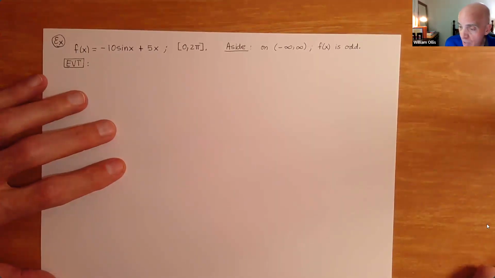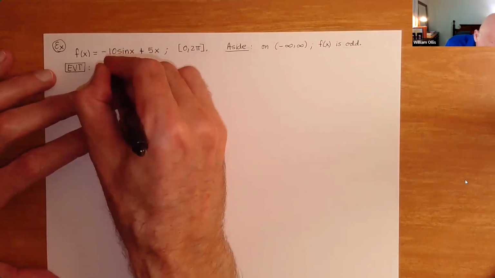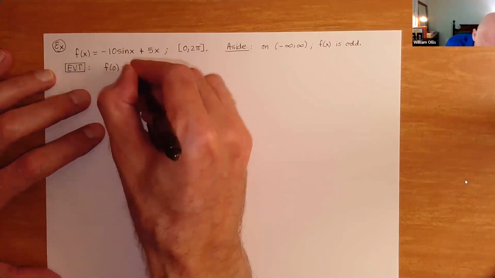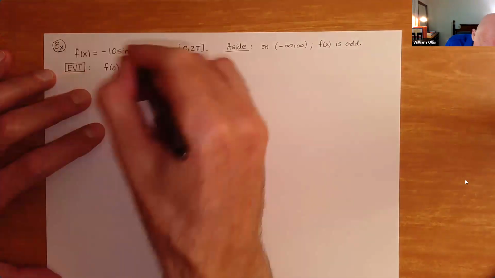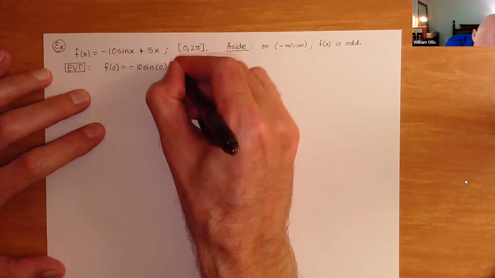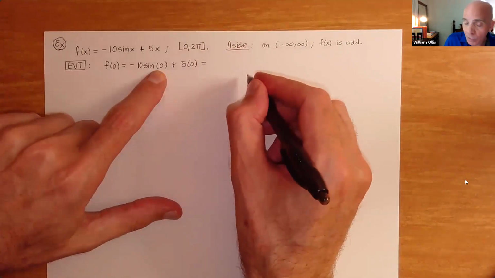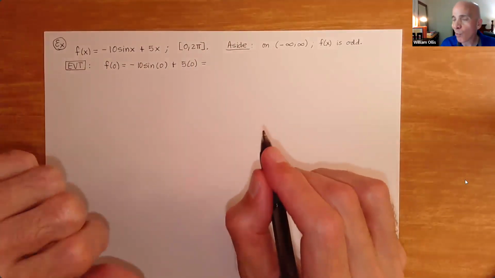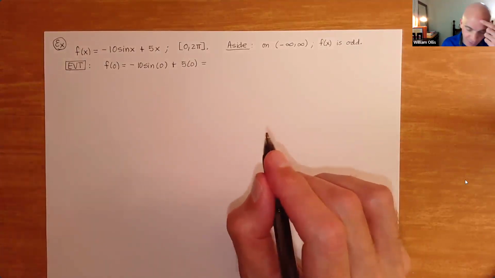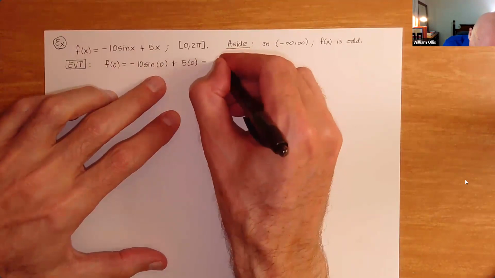Now, what I want to do, ladies and gentlemen, is just simply evaluate the function at the endpoints for additional information. So f of 0 will be negative 10 times the sine of 0 plus 5 times 0. What is sine of 0? All integer multiples of pi are zeros of sine. Of course, 0 is an integer multiple of pi, so we get 0 plus 0, which is 0.